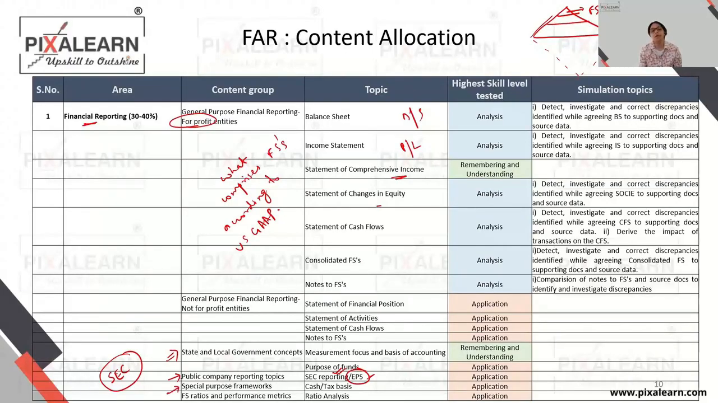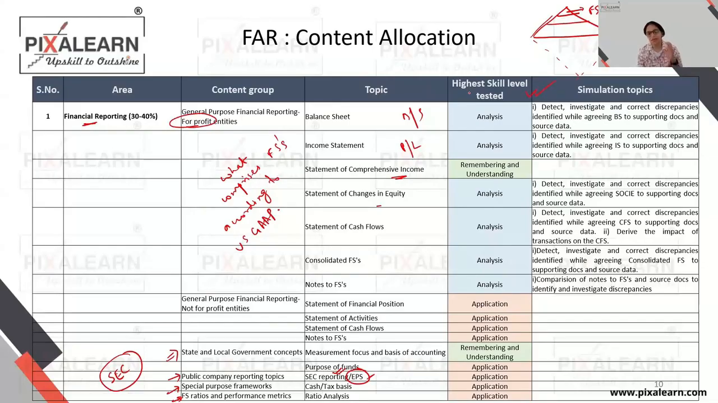This covers what happens if you're not following GAAP, what if you're following cash or any other methods of accounting, and then there is ratio analysis. Okay. So these are the financial reporting topics as far as they're concerned. Now, what I want you to do is understand this very well.